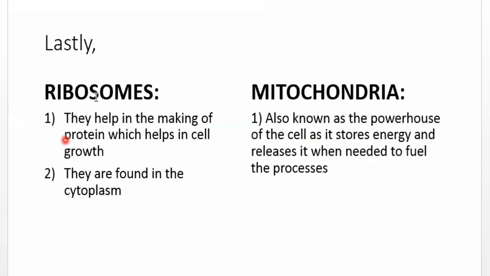Then lastly, we have ribosomes and mitochondria. So these ribosomes, okay, don't make it complicated for yourself. Ribosomes help in making the protein, which helps in cell growth. They help in the synthesis, the creating, the making of protein. They are found in the cytoplasm and they help in the synthesis of protein. That's all you need to know.